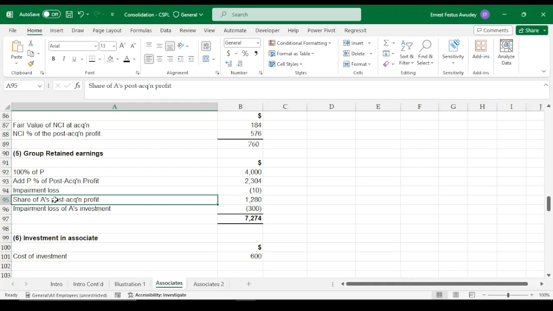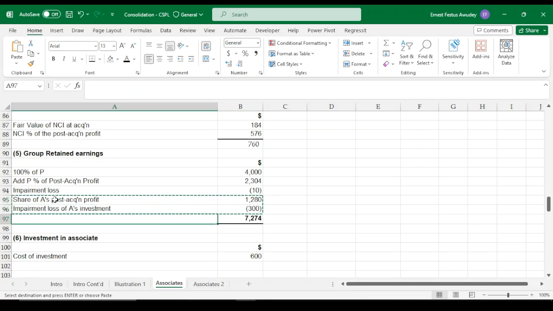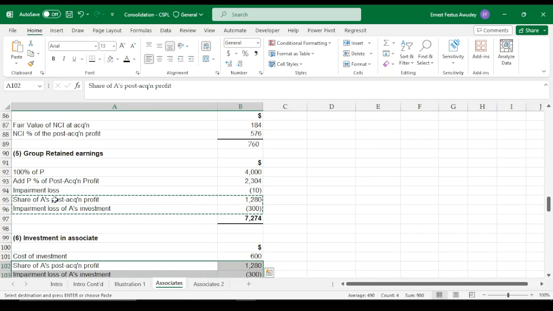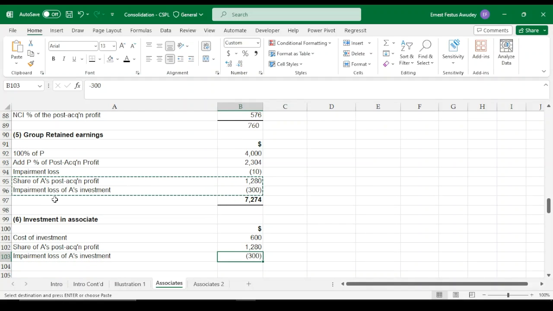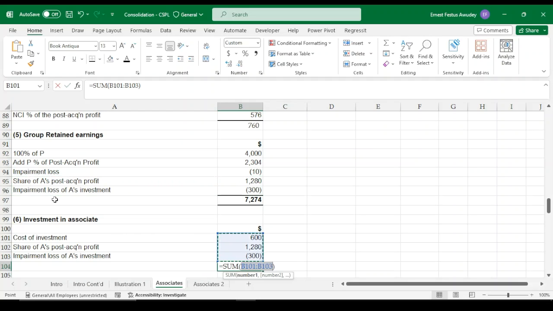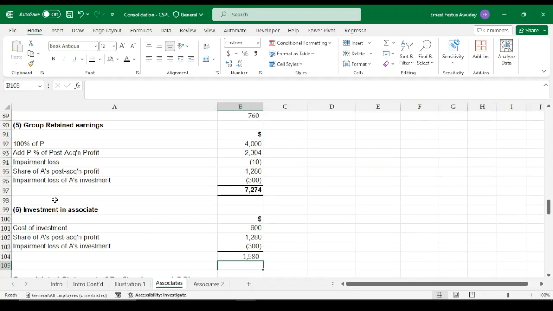So what I can do is that I'm just going to copy these two figures, and then I can come here and paste them right here. Alright, so that is it. And then I can hit Alt equals, and we have 1580 as my investment in associates. It's as simple as that.